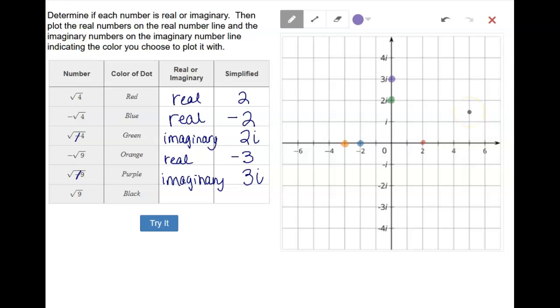And our last one, again, we have the square root of 9, which is a real number. That is 3, and we're going to put that in black on the real axis, and that one is right here.